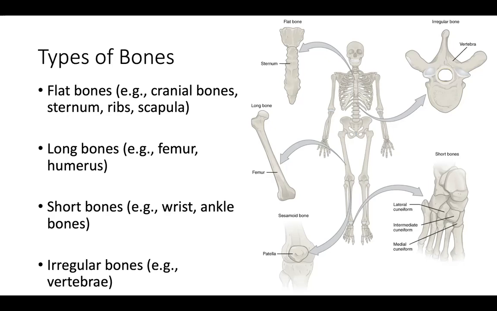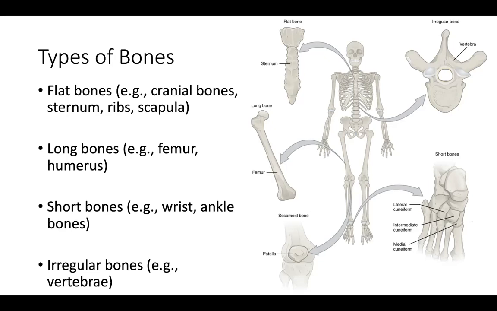When we look at the wrist and ankle, you'll see basically 2 different layers of bones that are short and sort of rectangular or cube shaped that make up those connection points between the hand and the arm and the foot and the leg. So those are going to be the short bones. You can see here that that's the foot. So the ankle bones. Irregular bones are, for our purposes, primarily the vertebrae.